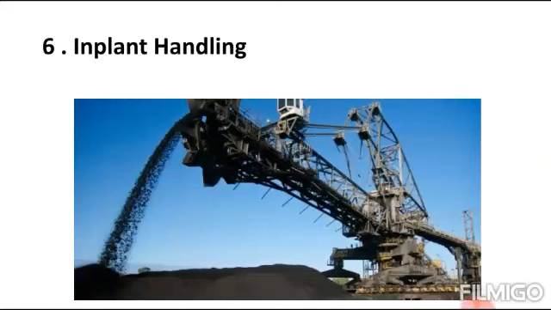Now the sixth operation is in-plant handling. In-plant handling deals with the feeding of the coal from live storage to the furnace. Coal from the cover storage is transferred to the furnace using equipment like belt conveyor or screw conveyor. This is about in-plant handling.